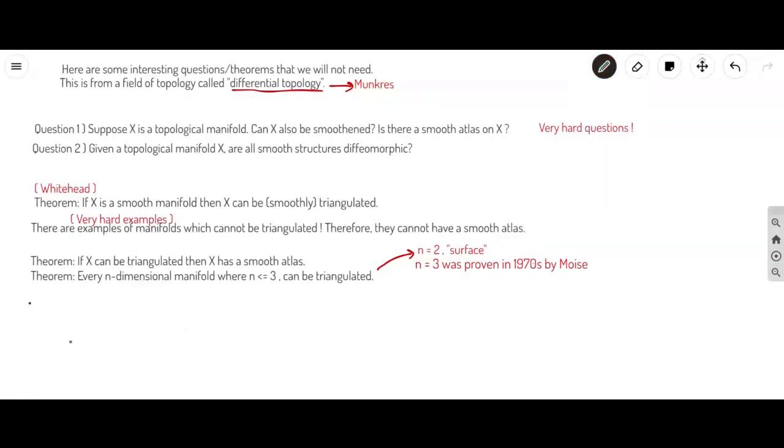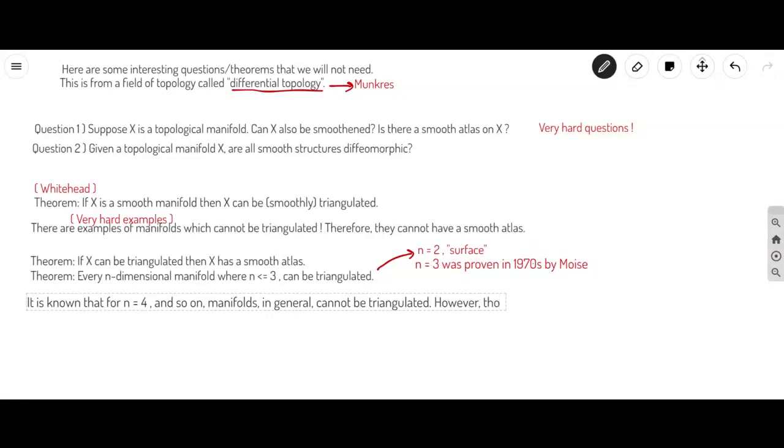However, it is known that for n equal to 4 and onwards, and it's always n equal to 4 if you ever noticed that. In mathematics, when things break down, it's always at dimension 4. Very interesting how that happens. So it is known that for n equal to 4, manifolds in general cannot be triangulated.